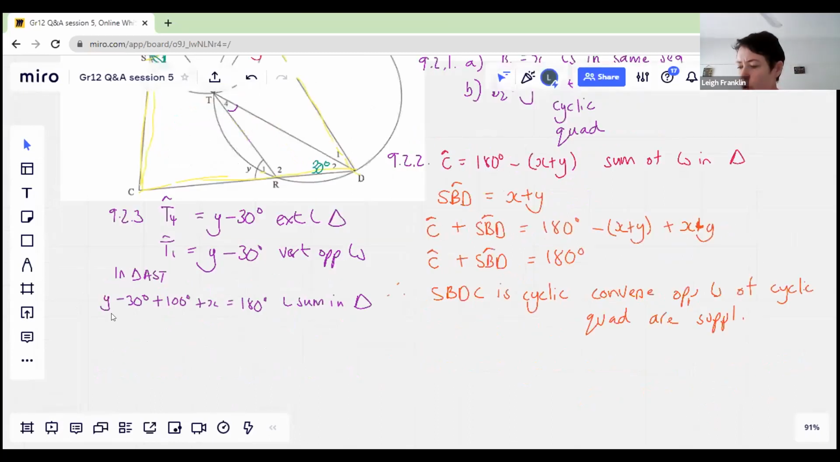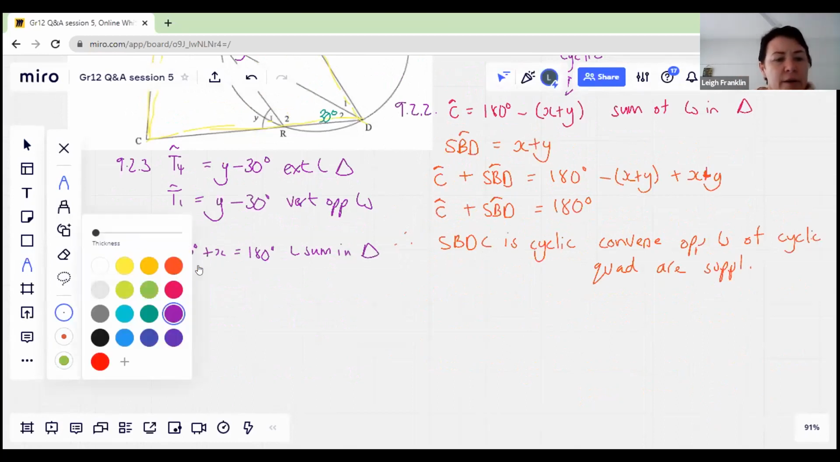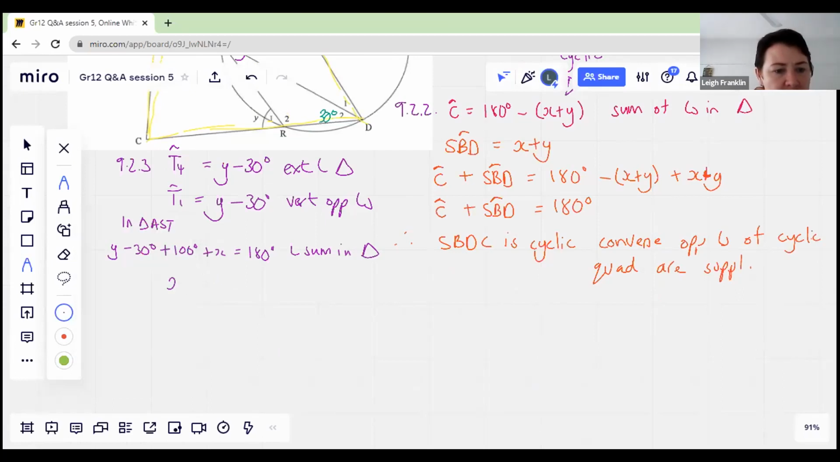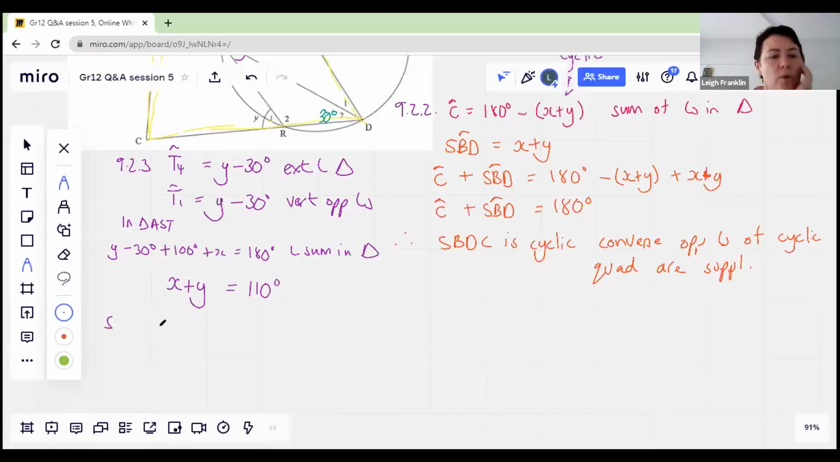Now we've got an equation with both x and y in it, and we can solve for the sum of x and y. All right, so that means that x plus y, we'll leave those two on the left-hand side of the equation, and then we'll take 100 over and then 30.